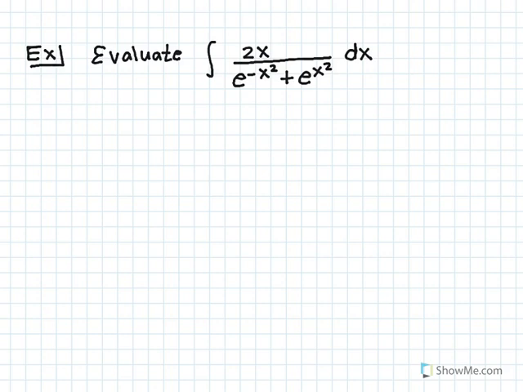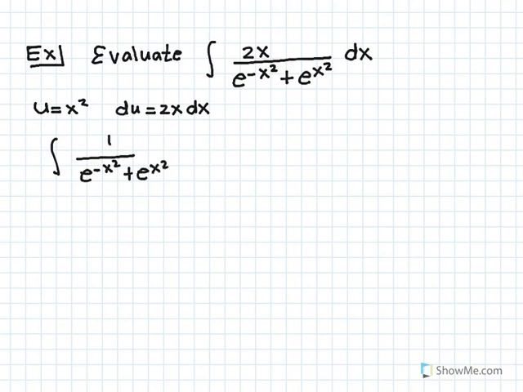We're going to let u be equal to x squared. Its derivative du will be 2x dx using the power rule. Now let's rewrite the integrand in such a way to make this substitution easier to see. We have 1 over e to the minus x squared plus e to the x squared, times 2x dx.